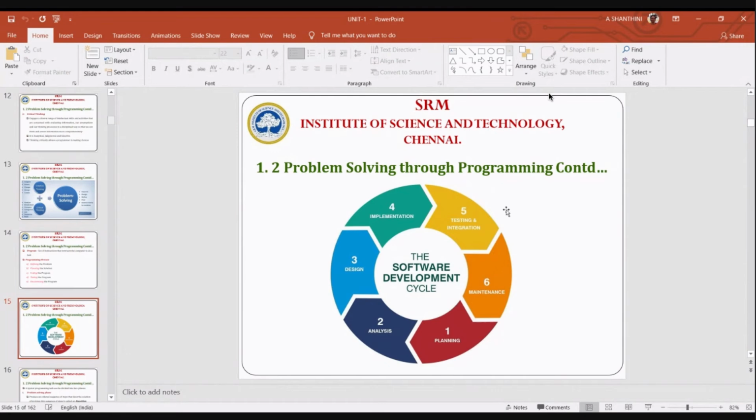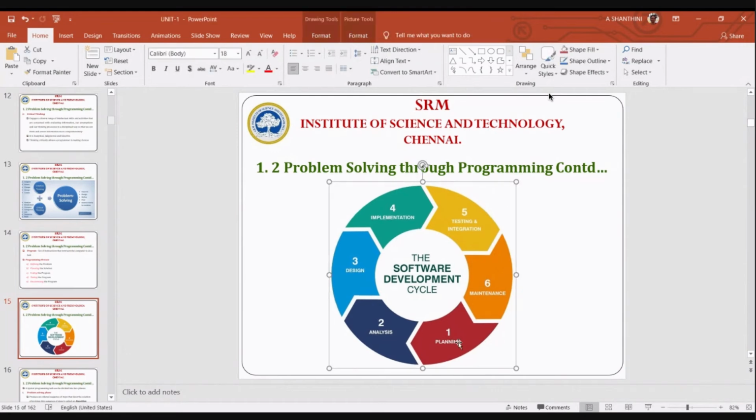So the first step, as you can see here, is planning. Planning is once you identify and understand the problem, only then can you plan for the solution, bringing up the solution. Once you plan it, next you analyze whether that is a feasible solution. You will get some set of solutions, right? From that, you make an analysis of which one will be the perfect solution. Next, you will be designing it. What do you mean by design here?